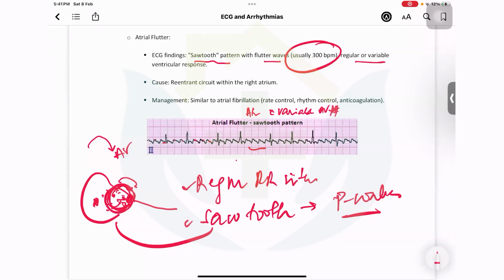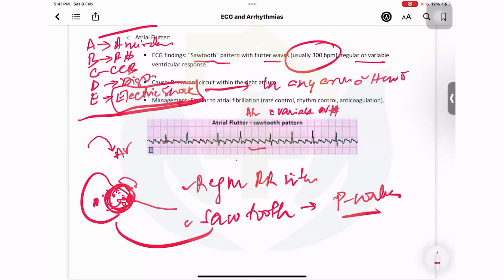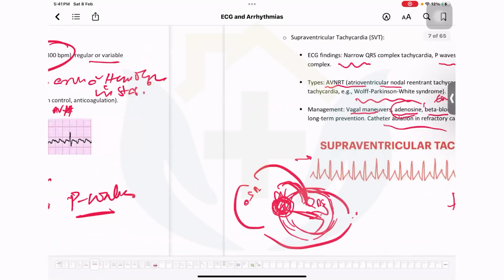Management is similar. The drugs indicated in atrial fibrillation and flutter are A, B, C, D, E. A is amiodarone, B is beta blockers, C is calcium channel blockers, D is digoxin, and E is electric shock. Okay. So when is electric shock given? It is the rule of thumb in any arrhythmia: hemodynamic instability. So this is atrial flutter.